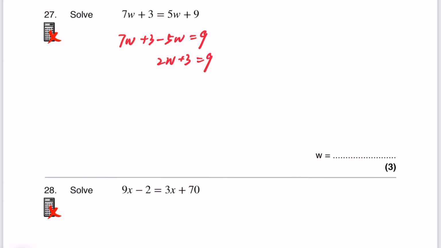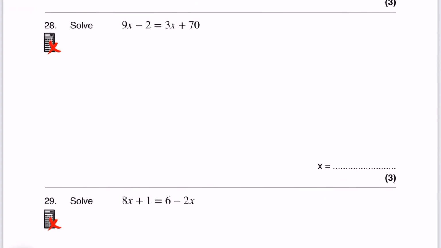Now it's simplified. Let's rearrange the constant value. 2w equals 9 minus 3. 2w equals 6. The final answer will be w equals 6 divided by 2, which is 3 at the end.